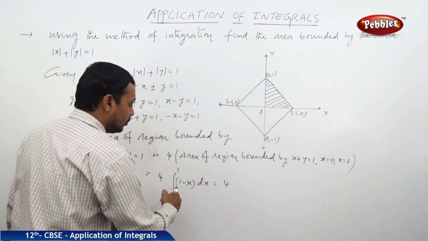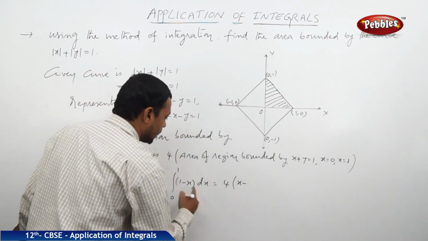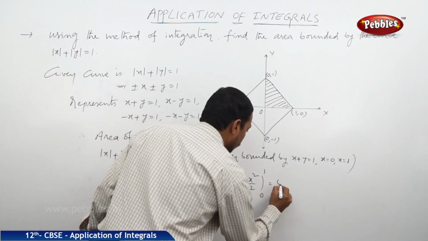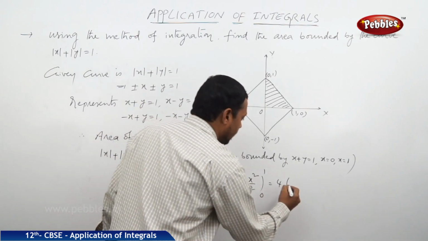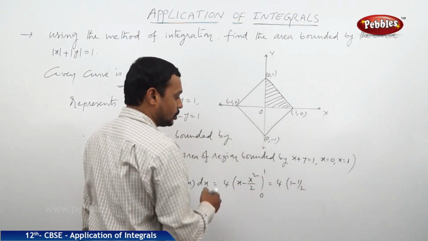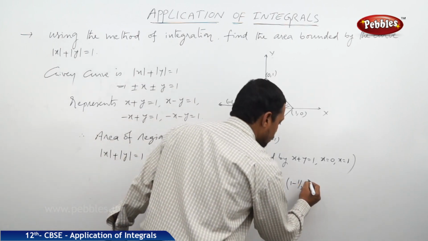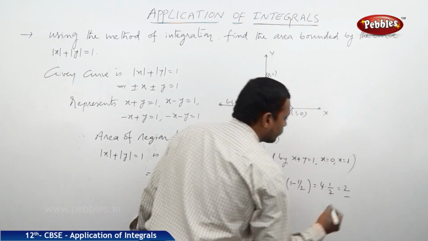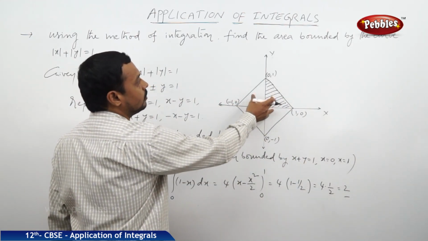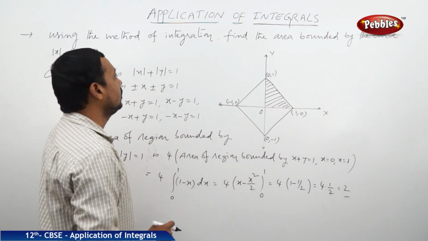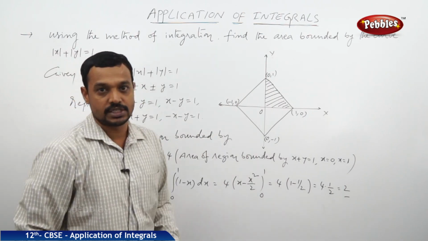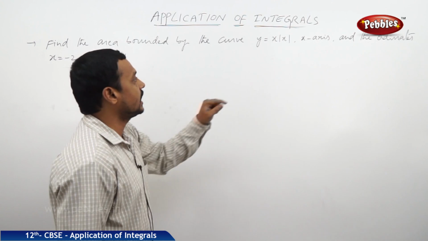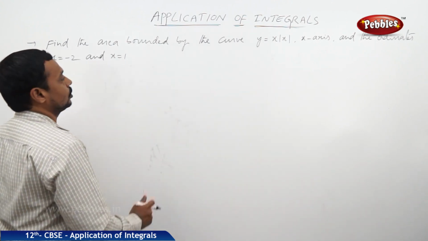Now it is 4 into the integral: the integral of 1 is x, the integral of x is x square by 2, between the limits 0 to 1. So 4 into, putting in 1, 1 minus 1 by 2. When we substitute the lower limit, it becomes 0. Therefore, it is 4 into 1 by 2, which is equal to 2. Therefore, the area of the region formed by the curve mod x plus mod y is equal to 1 is 2 square units. Find the area bounded by the curve y is equal to x mod x, the x-axis and the ordinates x is equal to minus 2 and x is equal to 1.